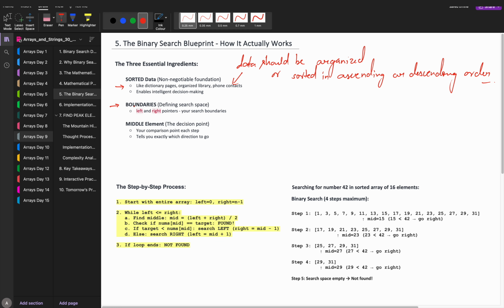Next, boundaries, defining the search space. Let's say at the very beginning of the problem, your search space was this wide. A to Z was your search space, or 1 to 100, or 1000. But after one step, part of your search space was discarded. One half of your search space was discarded. Let's say this first half was discarded.